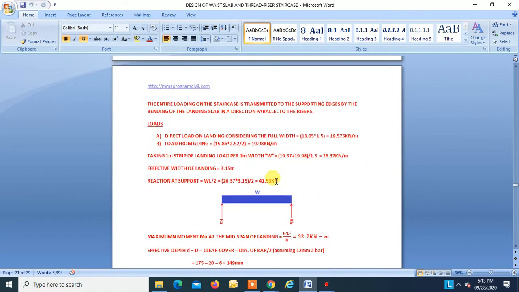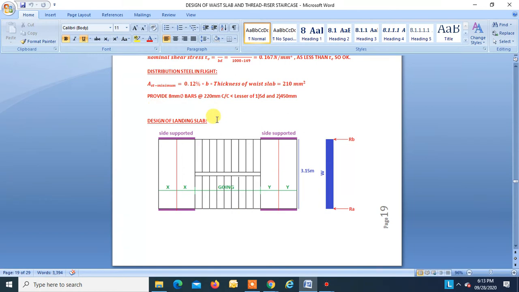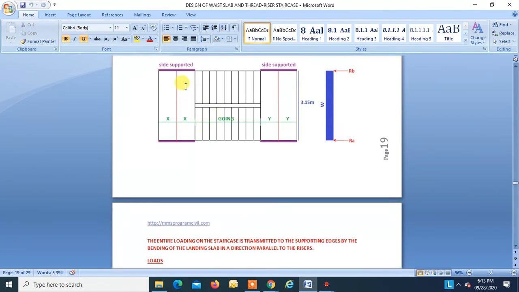Okay. Now coming to the design of landing, right? Design of landing. So now we are going to design this landing. Okay. So half the weight of this is going to fall on this landing, and half of the weight of this is going to fall on this landing. Similarly, half here, right? So we will have to take two loads. One, the total load on this landing, another, the load coming from this going, right?